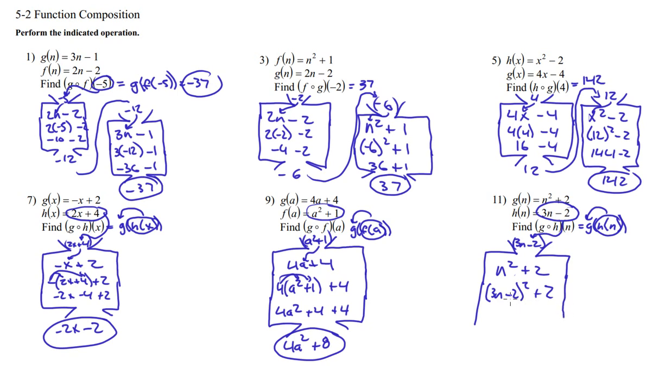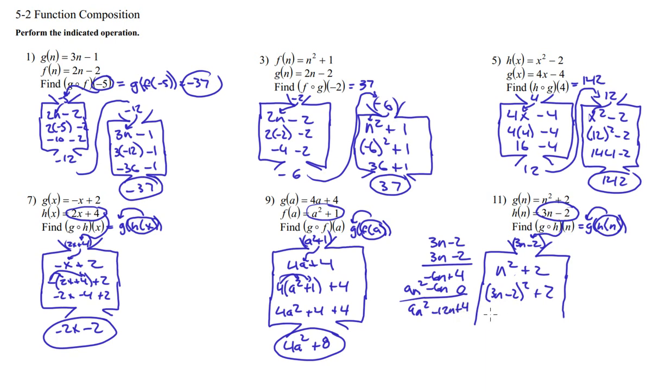Now remember, you can't just take 3n squared minus 2 squared. That's bad. We got to make sure that we FOIL that out, or we stack one on top of the other. So let's do this. 3n minus 2 times 3n minus 2. Negative 2 times negative 2 is positive 4. Negative 2 times 3 is negative 6n. 3n times negative 2 is another negative 6n. 3n times 3n is 9. N times n is n squared. Add those together and we get 9n squared minus 12n plus 4.